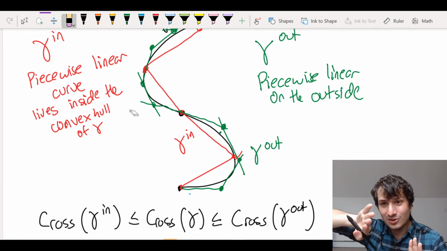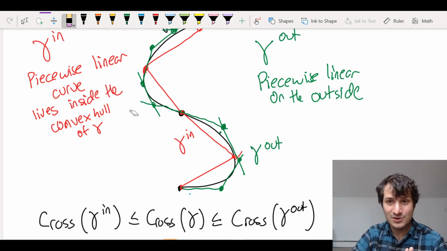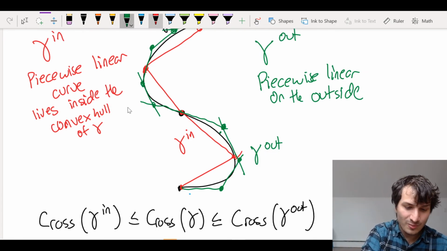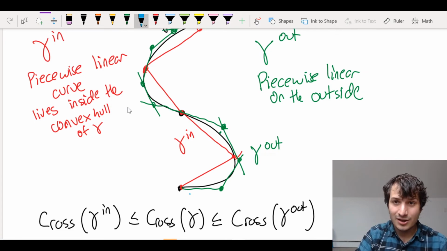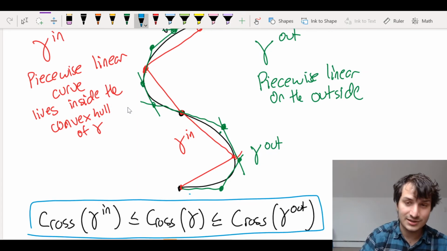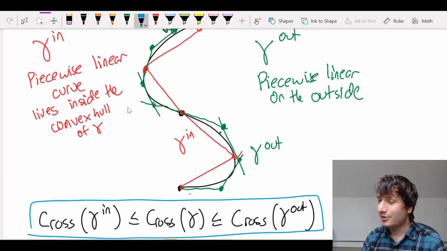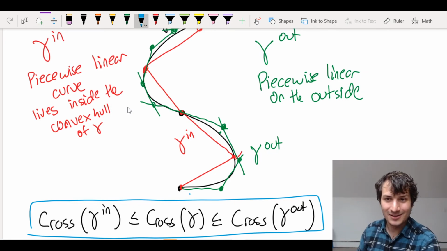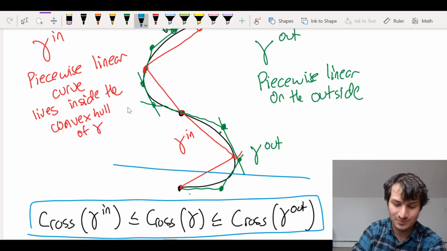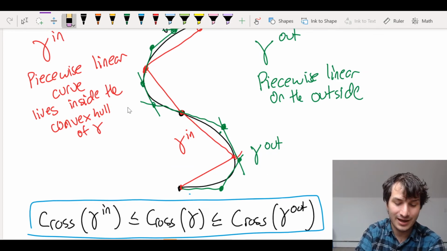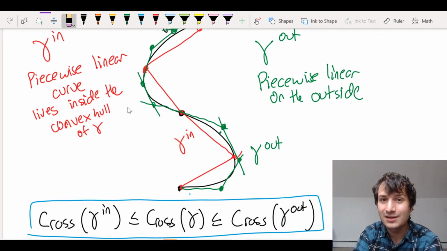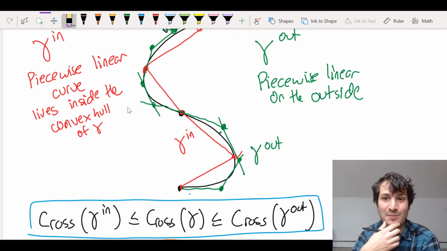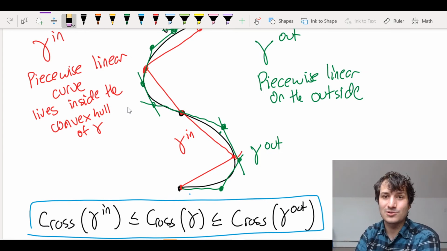Because they live in the convex shape of each other, and because of the way they're constructed, no matter how you draw a line, the number of crossings is going to have to obey this inequality. I'm trying to think of if there's a nicer way to say it, but I think maybe it's intuitively obvious. Draw some possible lines here. Any line, if it intersects gamma in, must intersect gamma. If it intersects gamma, it must intersect gamma out. That's the property we're using here.